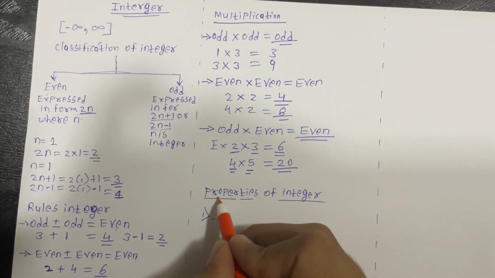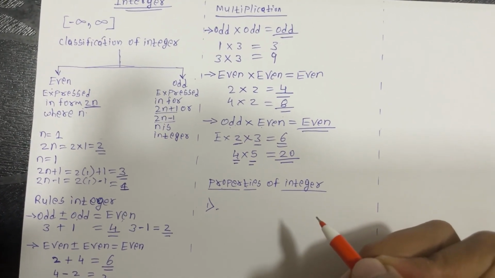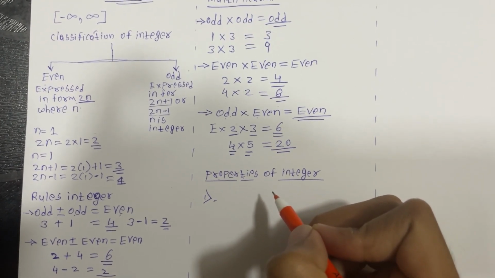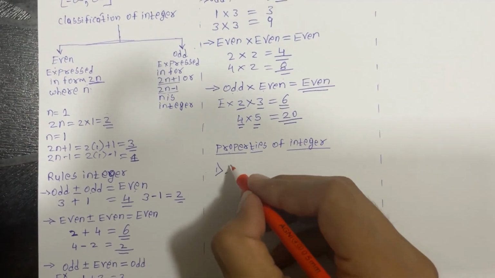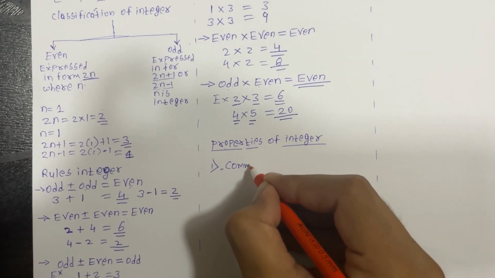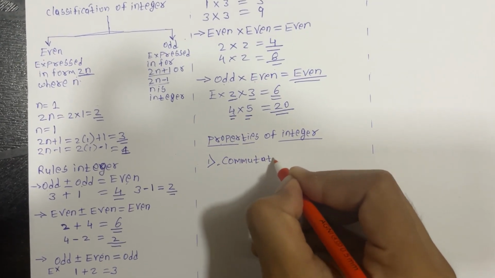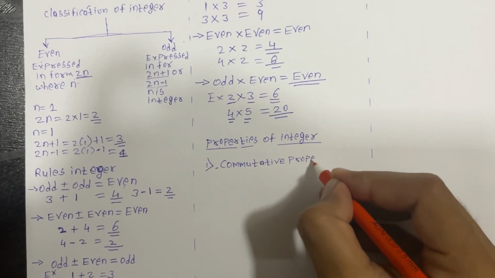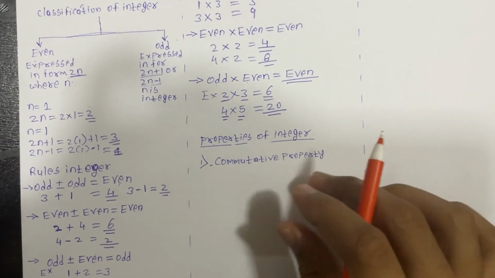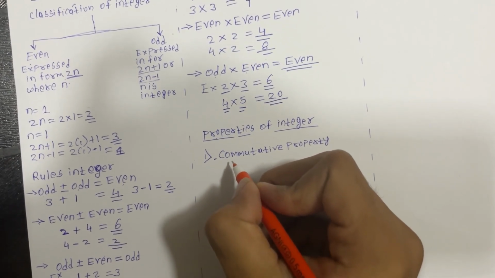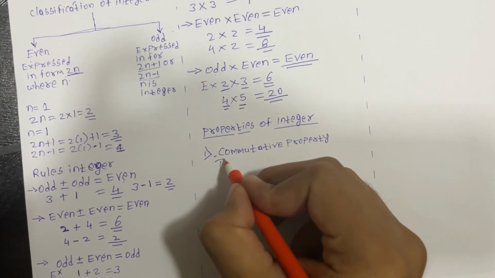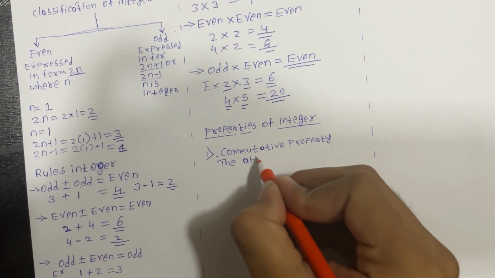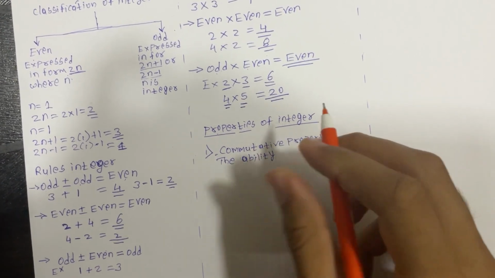Now we are going to learn properties of integer, okay? So in properties of integer, first we will learn commutative property. What is commutative property? The ability to switch the order of an equation.